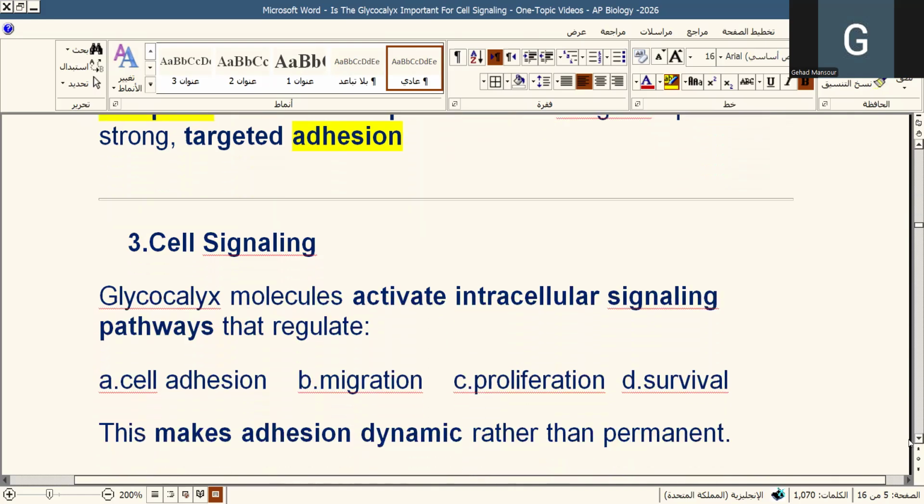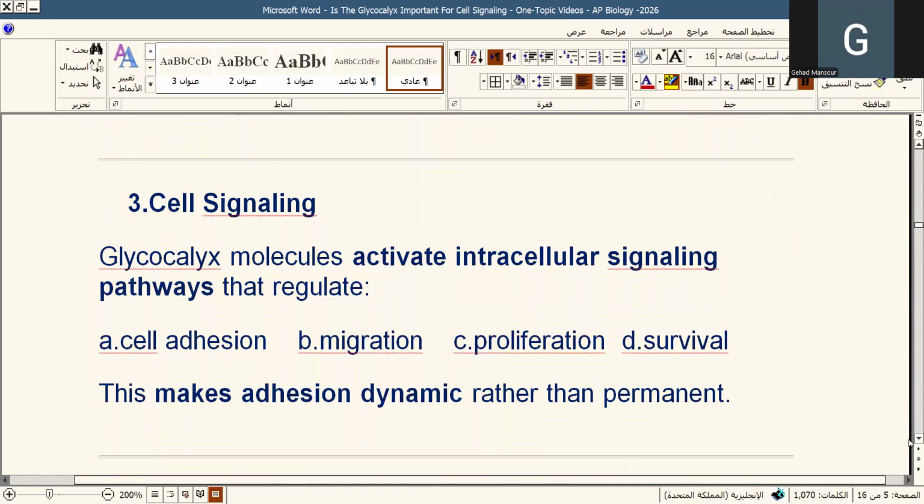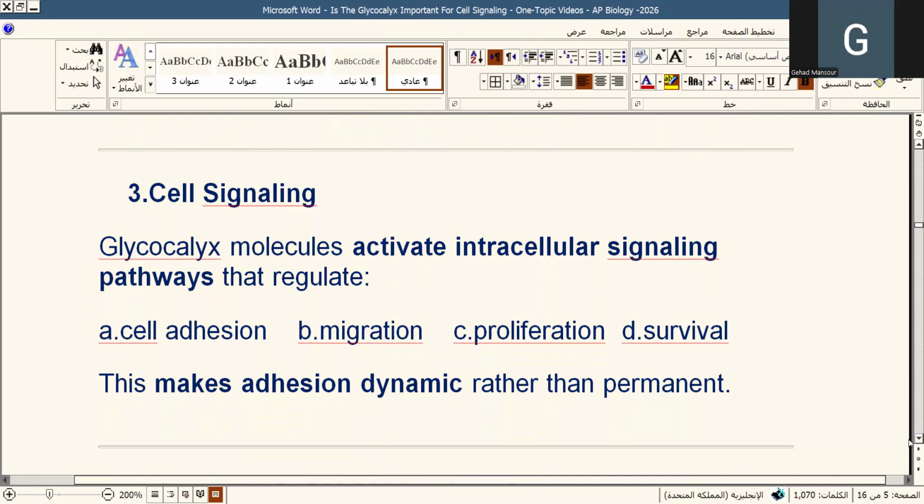So it functionally acts as an insulator that prevents adhesion with anything that is non-specific, just by modifying the conformation of the protein part and making the domain, the active site or the active domain of the receptor, complementary only to those targeted proteins.